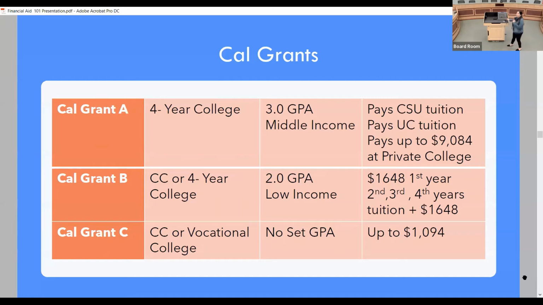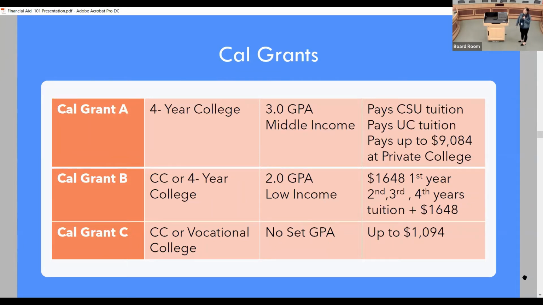So if you look, there's three different ones. There's Cal Grant A, Cal Grant B, and Cal Grant C. So I'm going to tell you right now, we can't get them all. We can only get one. And they're going to offer you the one that makes the most sense to you. Okay. So Cal Grant A is for a student who's in high school, headed to a four-year university, has a 3.0 or higher, and is middle income based on your FAFSA or your CADA. And this Cal Grant pays your tuition for 4 years, 100% at any California State University and any UC, and up to about $9,000 at a private school.